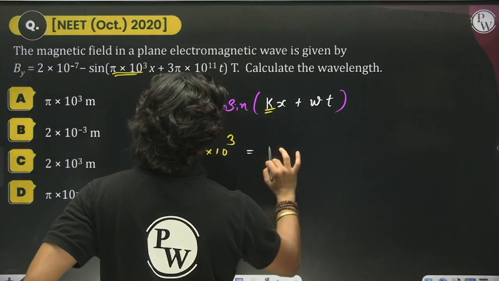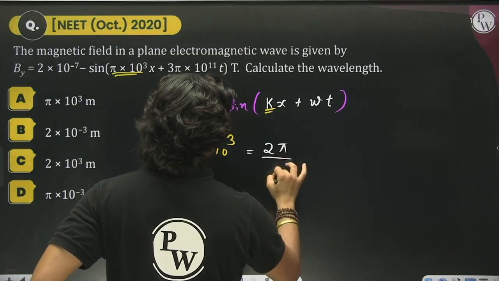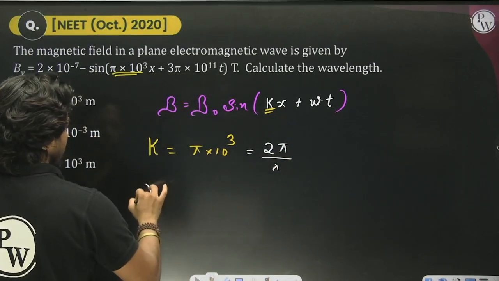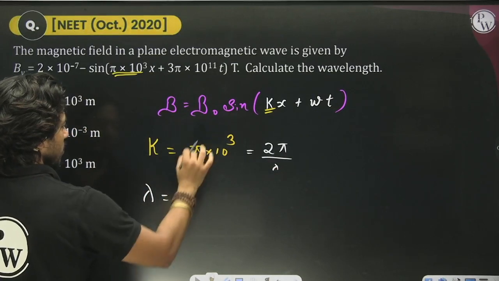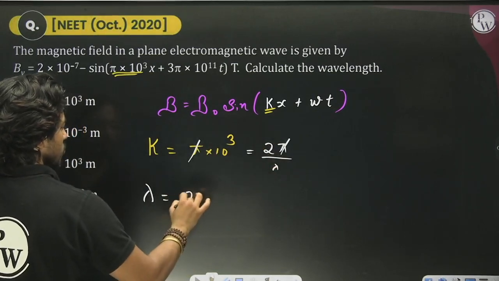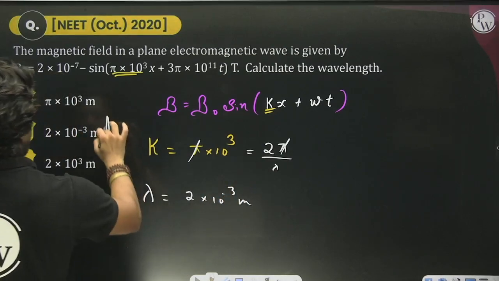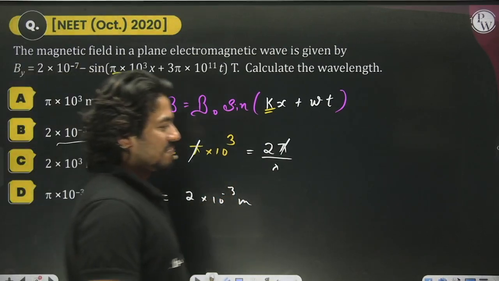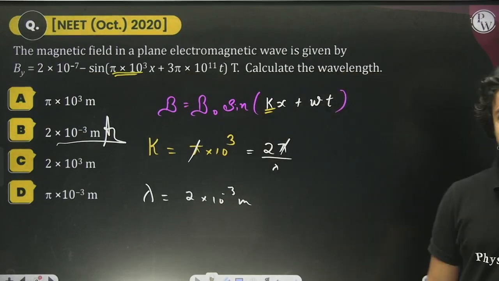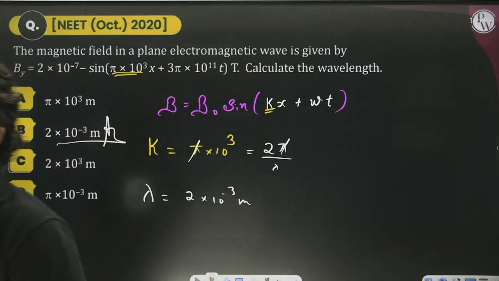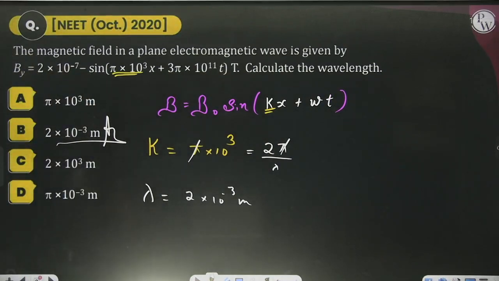And what is the expression for K? It's 2 pi by lambda. So, what do we get? We get lambda equals, pi gets cancelled out, 2 into 10 to the power minus 3 meter turns out to be the answer. This is the wavelength in front of you. Is this point absolutely clear? Note it down quickly. Done with this.